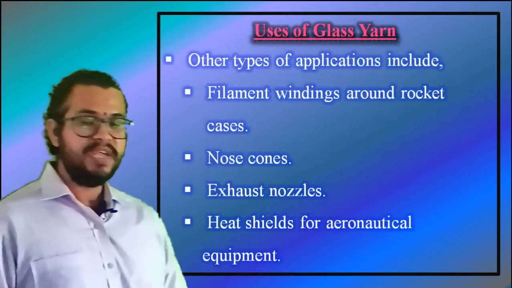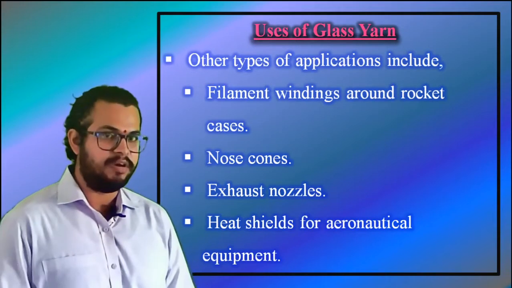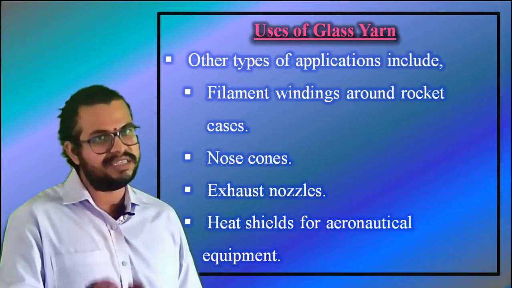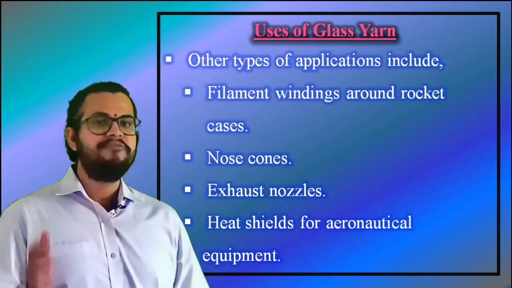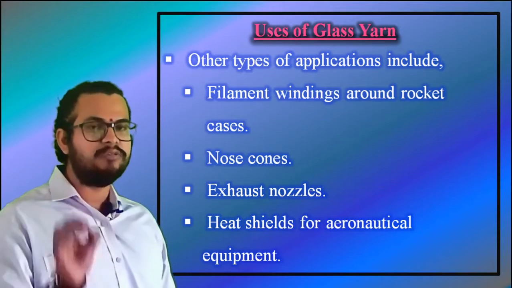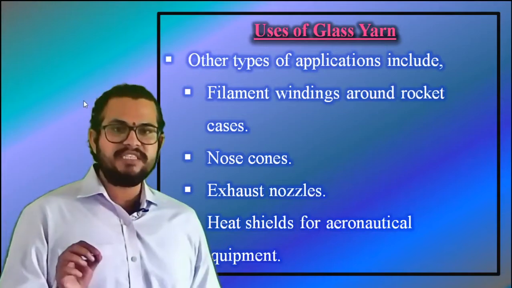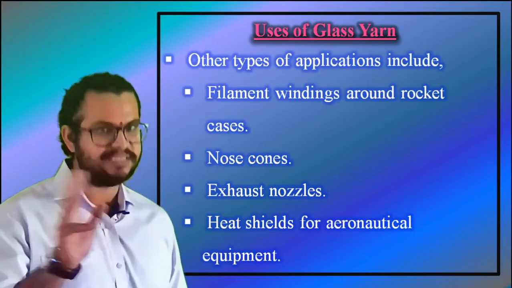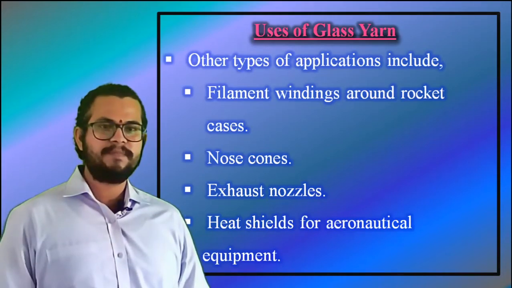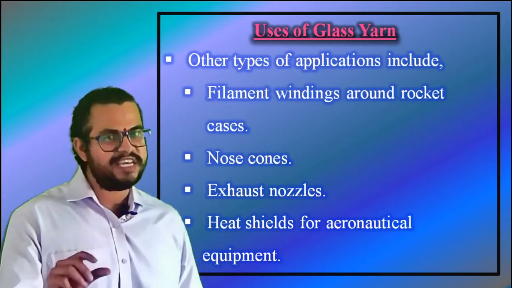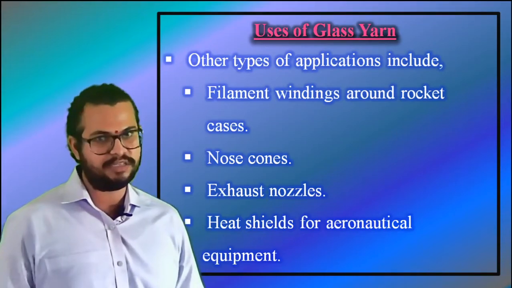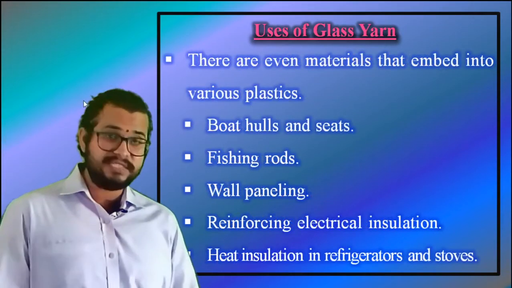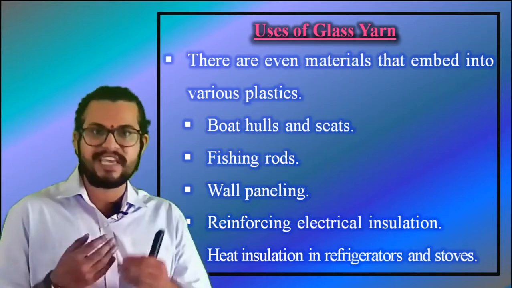There are even certain glass fibers that can resist heat up to 7,200 degrees centigrade and can withstand forces having speeds of 15,000 miles per hour. These types of glass fibers are used as filament winding around the rocket cases, exhaust nozzles, and heat shields for aeronautical equipments.